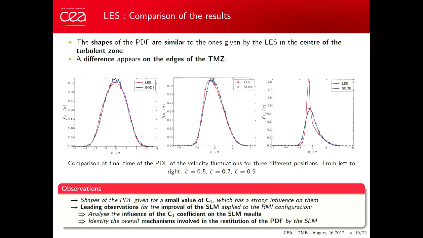And it's the same for the spatial profiles, like the profile of the kinetic energy at the final time of the simulation. And finally, concerning the shapes of the PDF, we can also compare the shapes given by the LES and by the model. And what we can see is that in the center of the TMZ, so here we are at the center of the TMZ, here at the edge, and this is an intermediate point. In the center, the model is really satisfying towards the result given by the LES, but a significant difference appears at the edges. So this will be the leading point for our future works to try to understand why there is this difference.